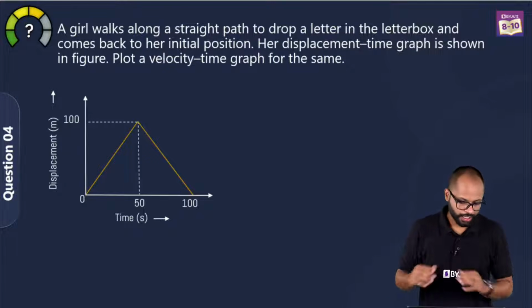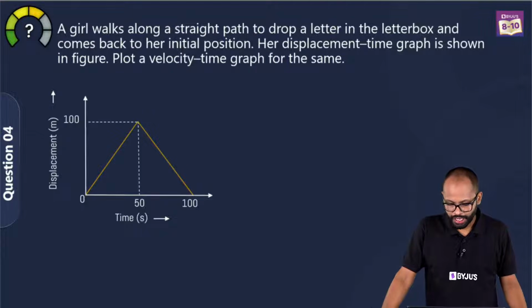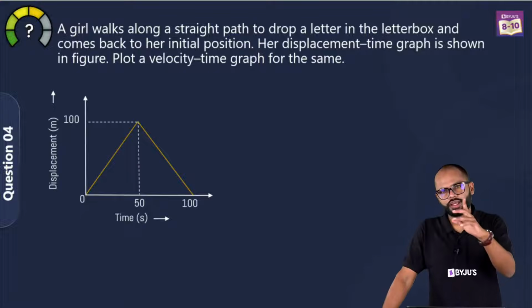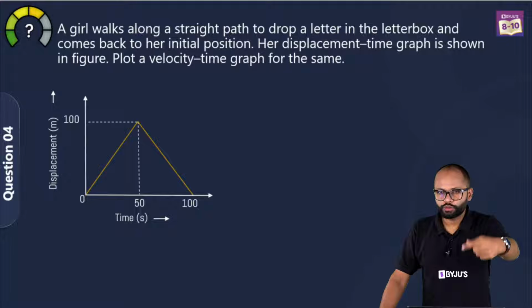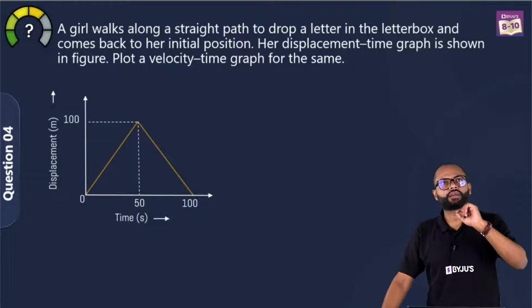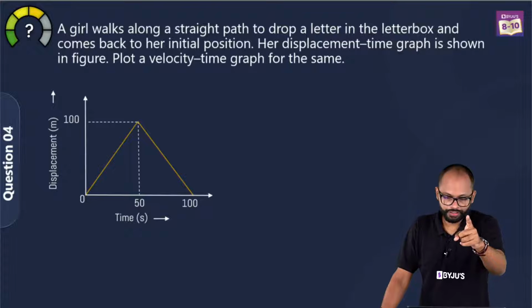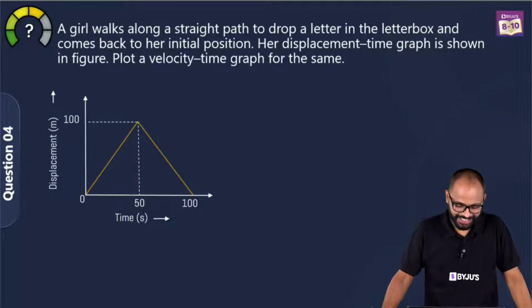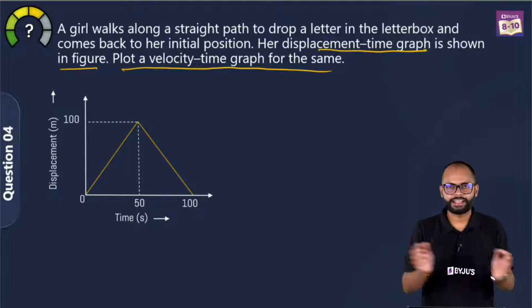Next question. A girl walks along a straight path to drop a letter in the letterbox and comes back to her initial position. Reading this much of the statement should ring a bell. She went to drop a letter into a letterbox and came back. Initial position and final position are the same, right? Easy peasy, right? Her displacement time graph is shown in the figure. Plot a velocity time graph for the same.